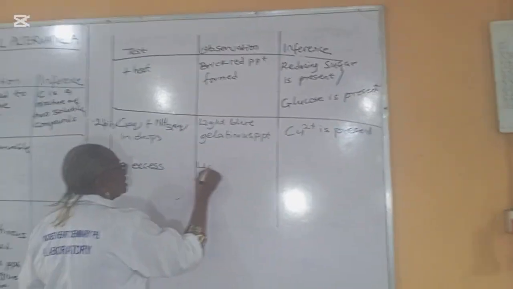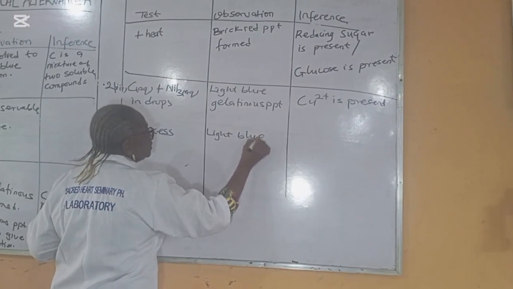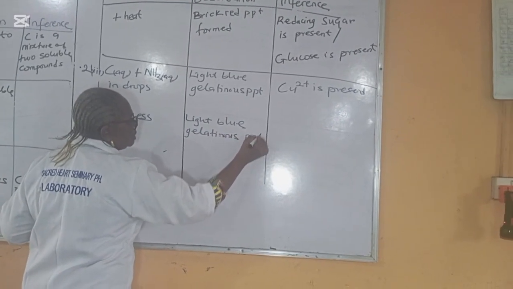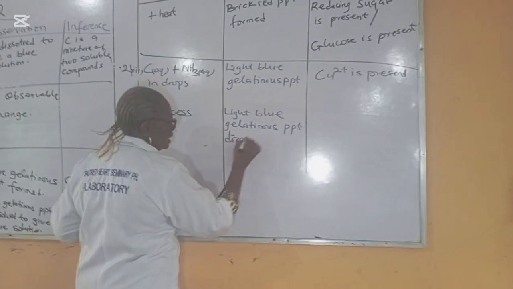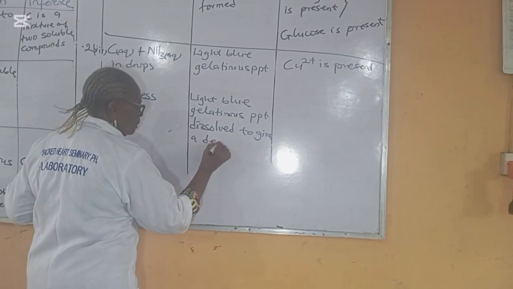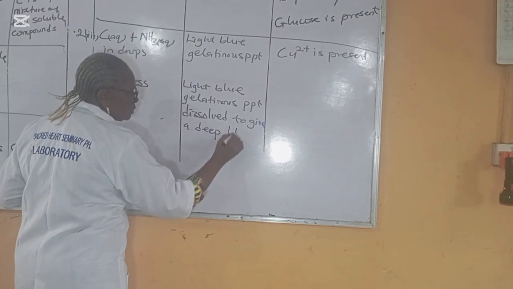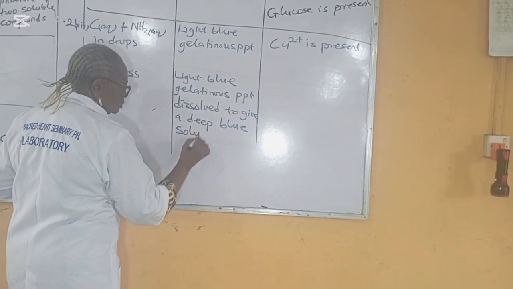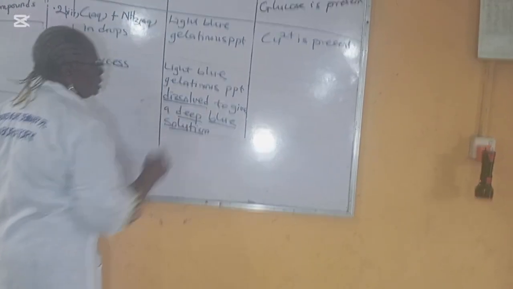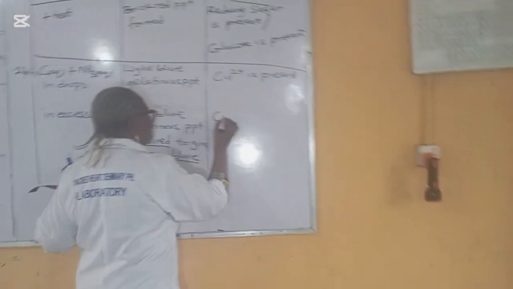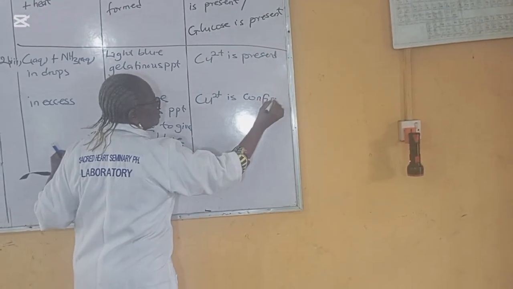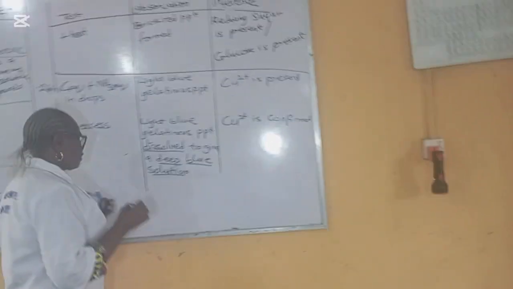You notice that the light blue gelatinous PPT dissolved. Remember, past tense, dissolved to give a deep blue solution. You must mention deep blue solution and you must mention dissolved. It's a confirmatory test for copper. Copper 2 ion is confirmed. That's a confirmatory test for copper.